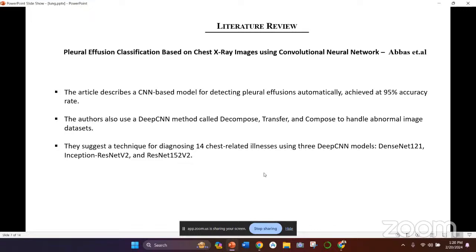This paper by Abbas et al. is an artificial CNN-based model for detection of pneumonia and COVID-19, and it achieved 95% accuracy. In this paper, they used popular models ResNet V2 and ResNet 15 V2.